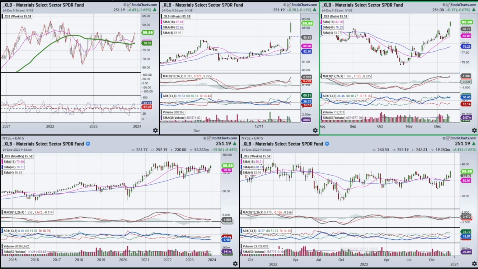Okay, so I'm going to start with the XLB, and I'm going to work my way through each of the different sectors, and let's see what is what, all right? So I really like what's going on here. Look at this zero line reversal developing on the monthly chart.